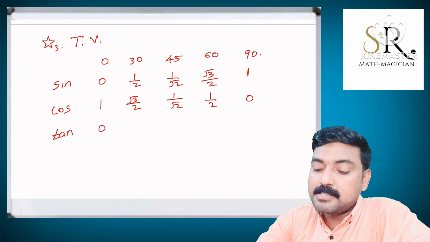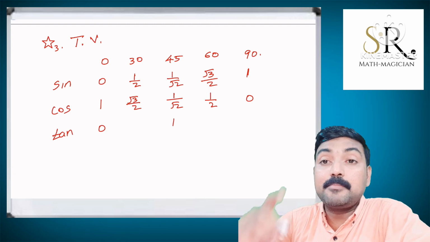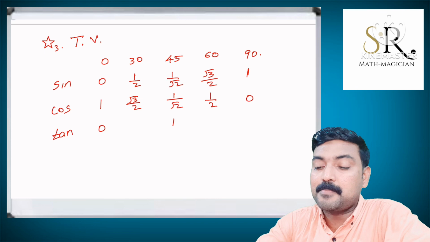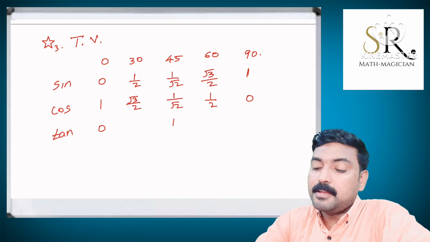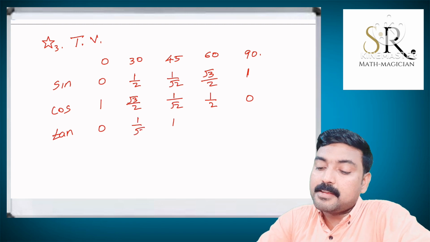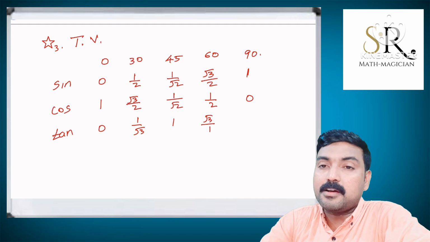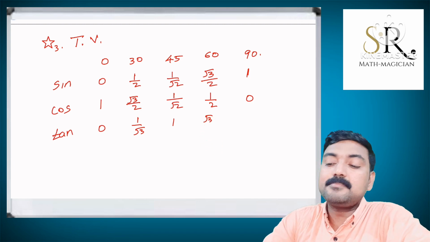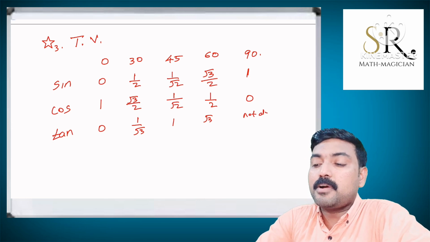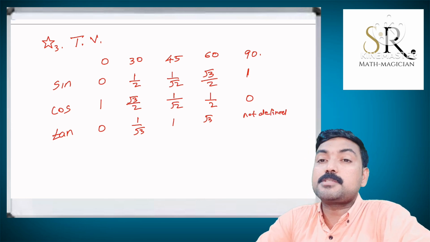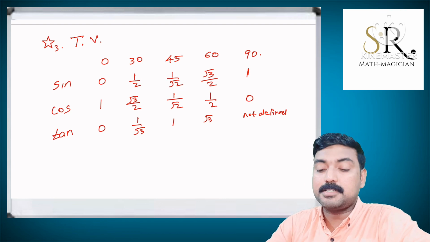Now tan value, tan 0 is 0, tan at the middle it will be 1. What's the reason, you know? Tan means sine by cos, just before we discussed it. So when we divide these two, 1 by root 2, 1 by root 2 will be cancelled. Then 1 by root 3. Tan 30 is equal to 1 by root 3. Tan 60 is equal to root 3 by 1, that means root 3. Tan 90 not defined. That means it is 1 by 0. 0 is coming in the denominator. So the value we can't find.